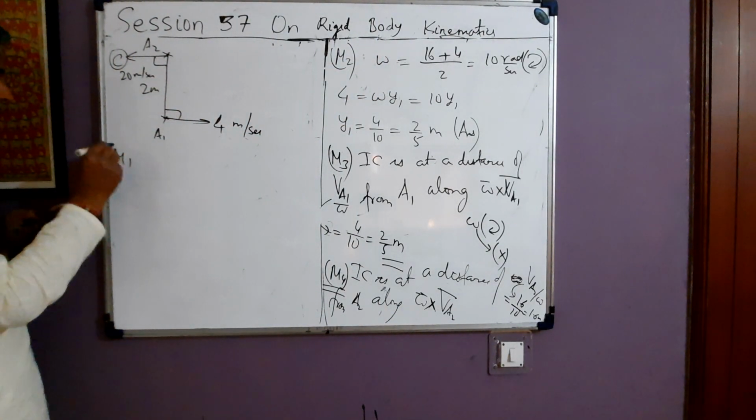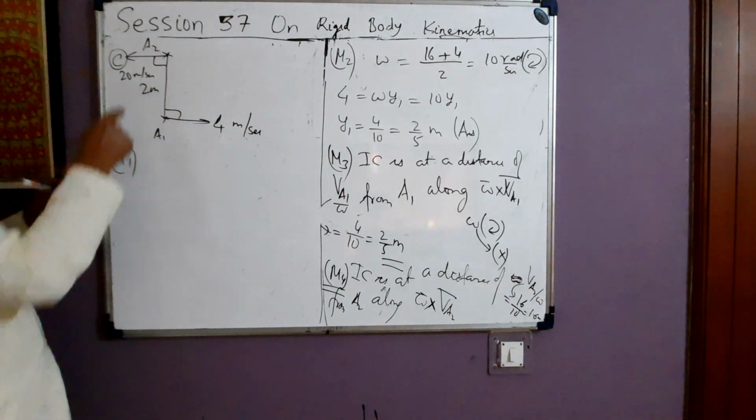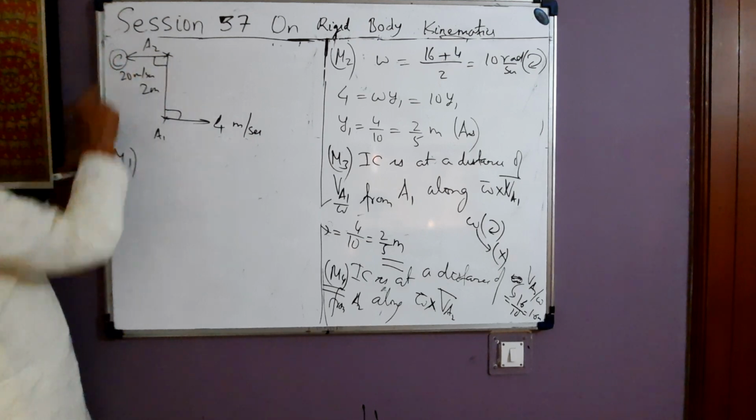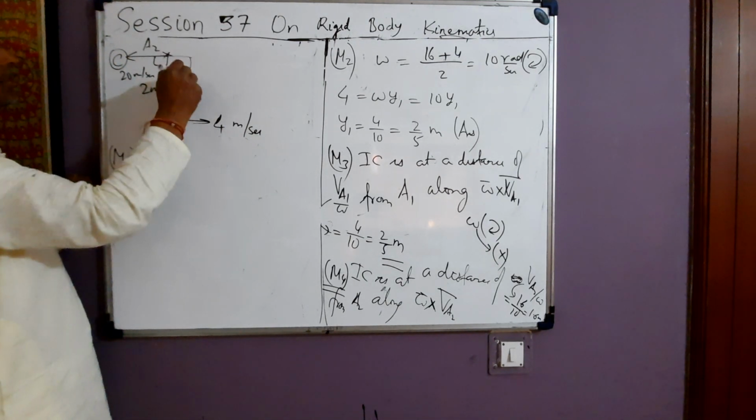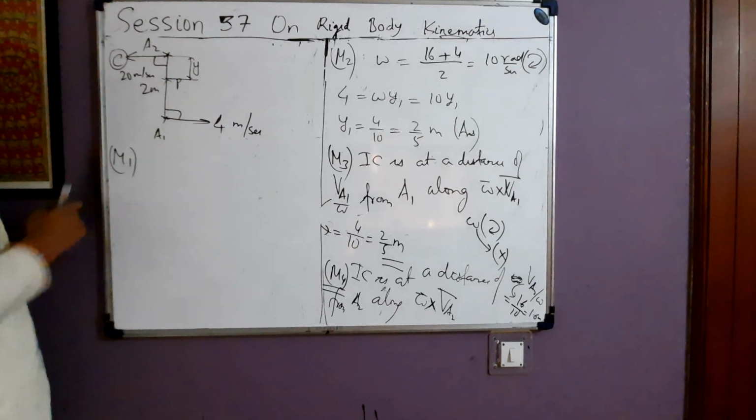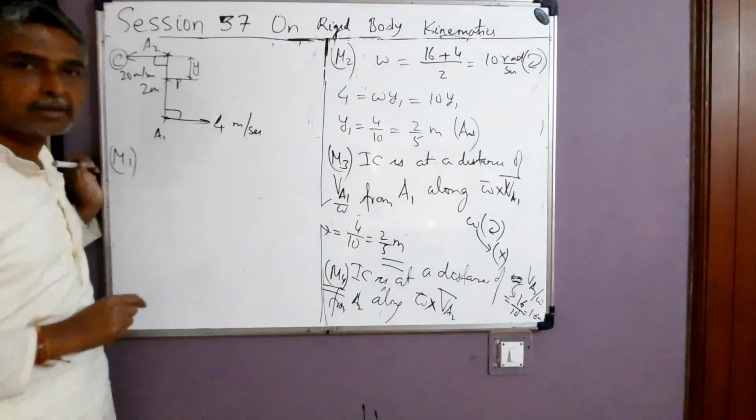So method 1. First of all note that in this case A2 is moving leftward and A1 is moving rightward. If you take any point P on this rod, say at a distance of y from A2, then the velocity of point P will be a continuous function of y.